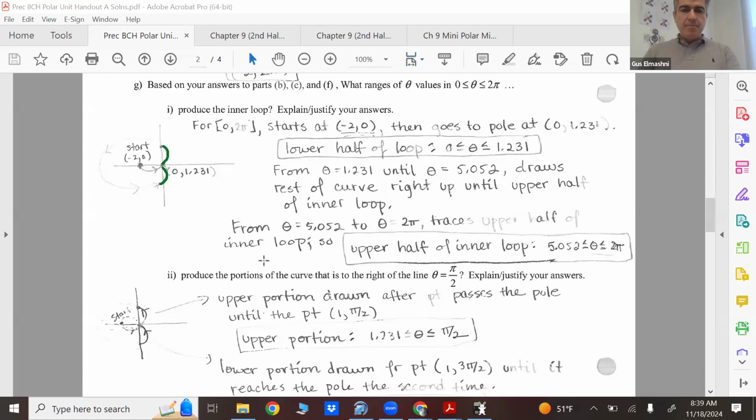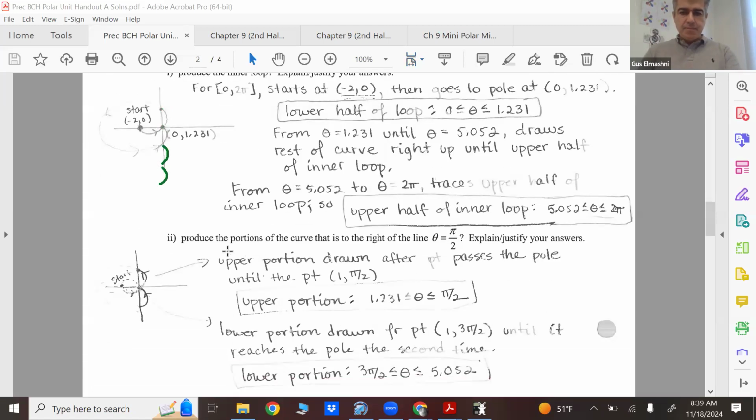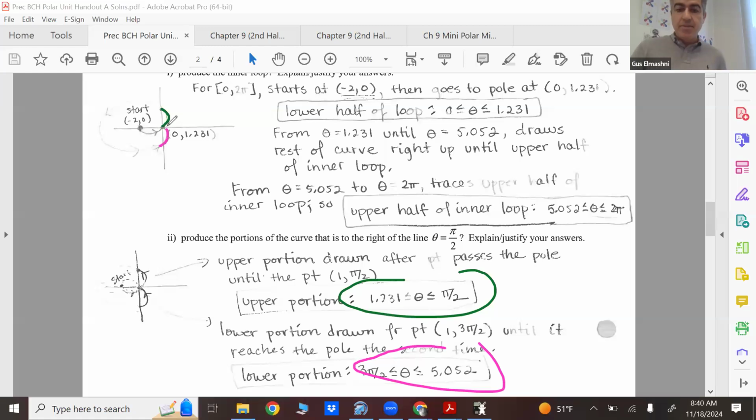So if I were to color code this, this part would be this part right here. And then this part, which I'll do in pink, will be this part here when it comes back. Hope that makes sense. So those are questions I could ask too.